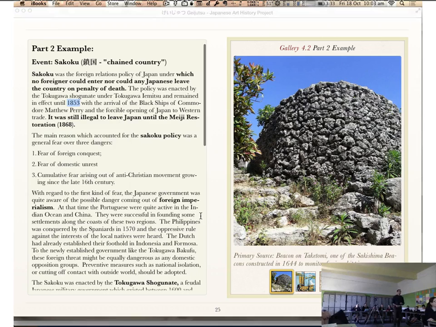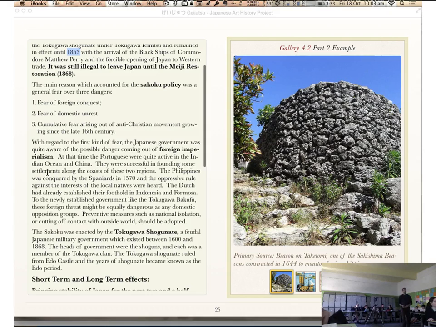All right, so here's my example. I've talked about the story really quickly. I've then talked about the reasons why, and there were three reasons: fear of foreign conquest, fear of domestic unrest, and the fear arising out of anti-Christian movements growing since the late 16th century. Basically, Japan were a little bit scared. Okay, they're a small little country. They were afraid of foreign conquest. You know, the Mongols came in twice, the typhoons, they'd probably be screwed. They didn't want people coming into their country changing their way of life. So, war happens, all right? So that's the reasons why.